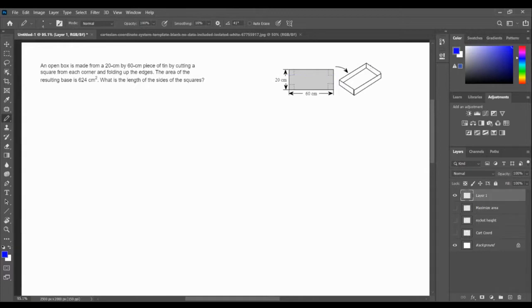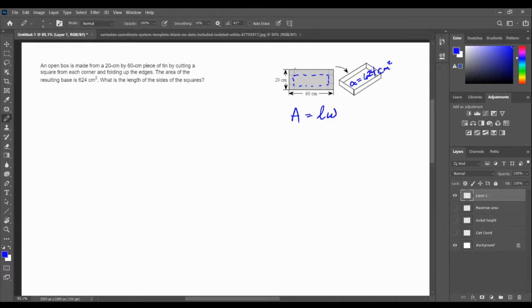And so they tell us the area of the base down here is 624 square centimeters. Okay, so that's the area inside the dashed line. And as we know, area of a rectangle is length times width. So we need to figure out the length and the width of that rectangle.